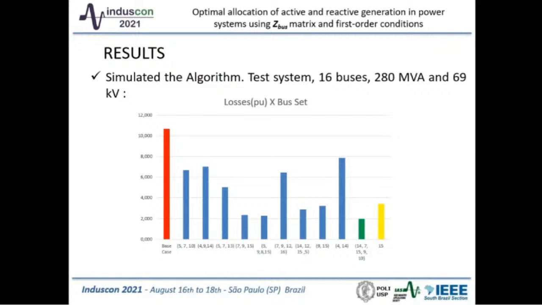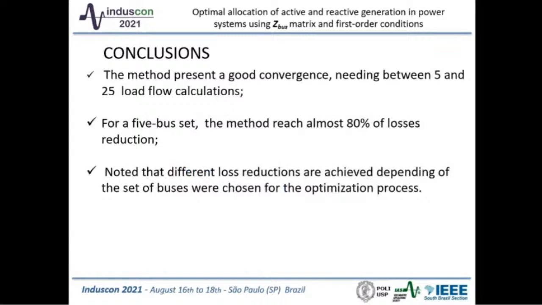The green bar shows the best result for the set of five buses, and the yellow bar is an excellent result for only one unit. The method presents good convergence, needing between 5 and 25 load flow calculations. For a 5-bus set, the method reached almost 80% loss reduction, and note that different loss reductions are achieved depending on the set of buses chosen for the optimization process. Thank you.